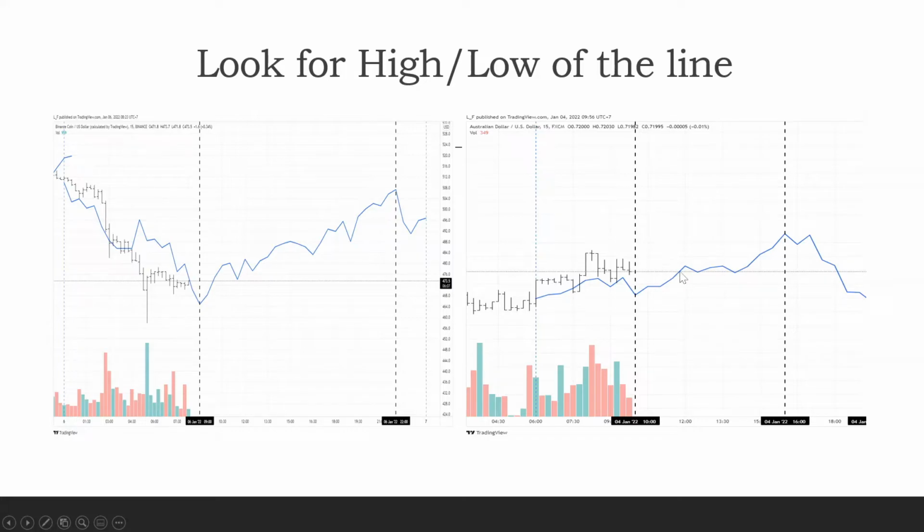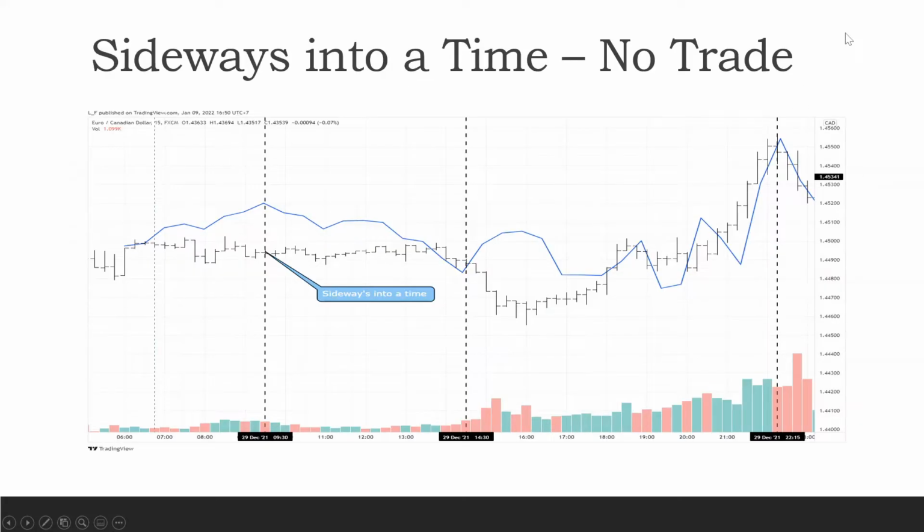Another example here with the Aussie dollar and the US dollar, looking for a low here, but this was sort of sideways into that. So that would probably be no trade, but we have a look at this point at 4 o'clock in the afternoon, and that gives us the potential for the high to sell off into the evening. So we're going on to the sideways into a time we don't want to trade.